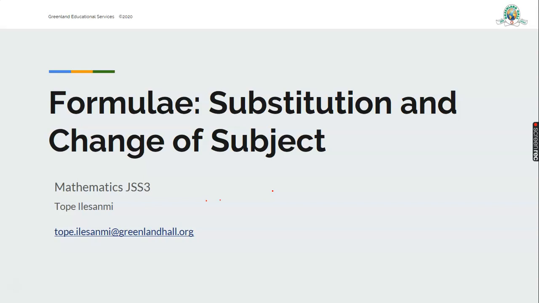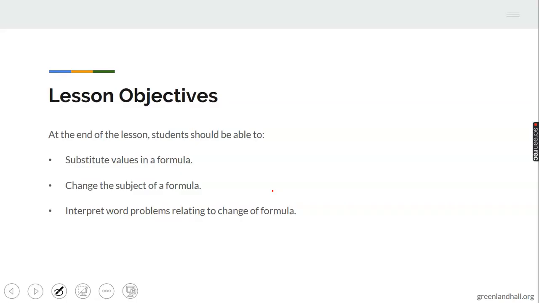Now let's look at the lesson outline. The lesson objectives, rather. At the end of this lesson, you must be able to grab how to substitute values in a formula, how to change the subject of a formula, then how to interpret word problems leading to change of formula.